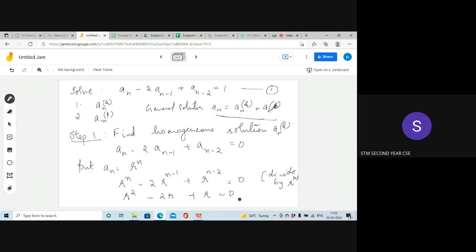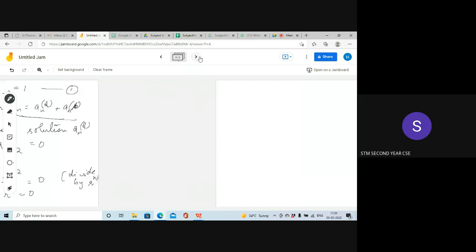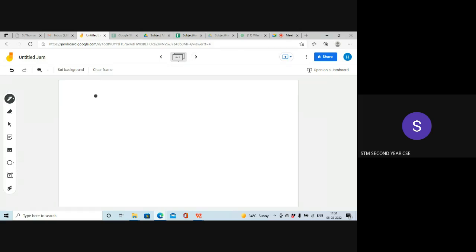So what do we have to find out in the next step? I'm solving the homogeneous equation, which we had done earlier. r square minus 2r plus 1 is equal to 0. This is what we got now. So how are you going to find the roots? Did anyone find the root? If you have found the root, please post the answer in chat.